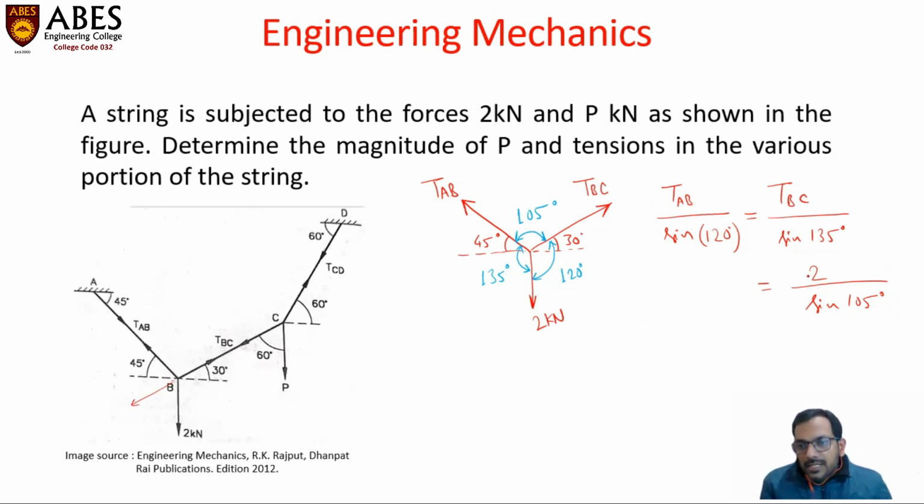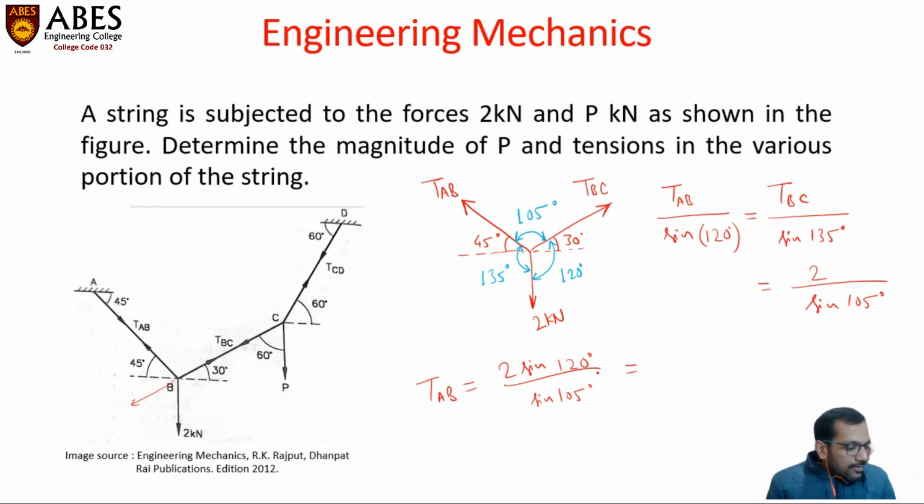If we consider the first and the third term, we can calculate the value of TAB. So TAB will be equal to 2 sine 120 degrees upon sine 105 degrees. If we calculate this using our calculators, the value is coming to be 1.793 kilonewton. This is the first answer.